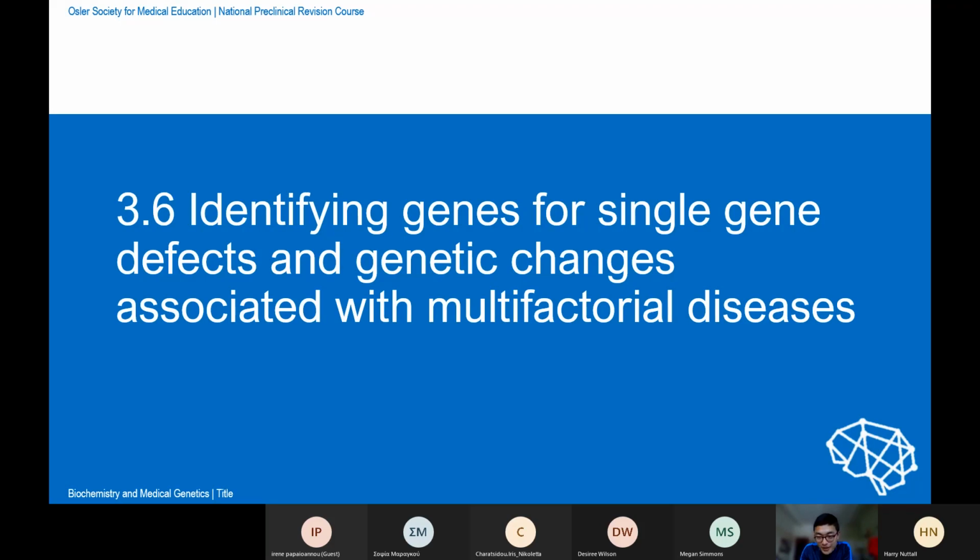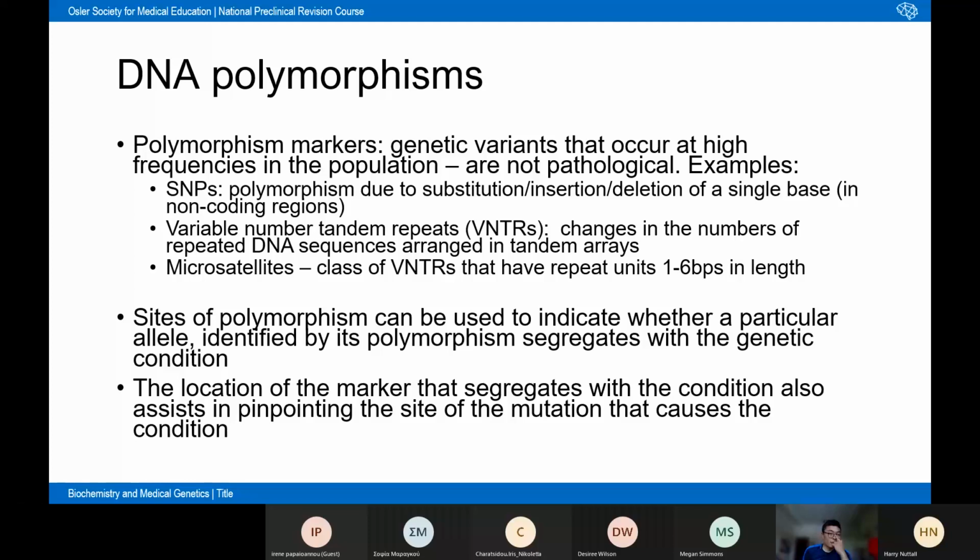Okay, so I think I was mistaken. Now we've got 2 more chapters or sub-chapters, so to speak, to cover, but we'll try and get it done in time. Okay, so our penultimate area to cover is 3.6 in the spec, referring to identifying genes for single gene defects and genetic changes associated with multifactorial diseases. The underlying foundation for this topic is this idea of DNA polymorphisms.